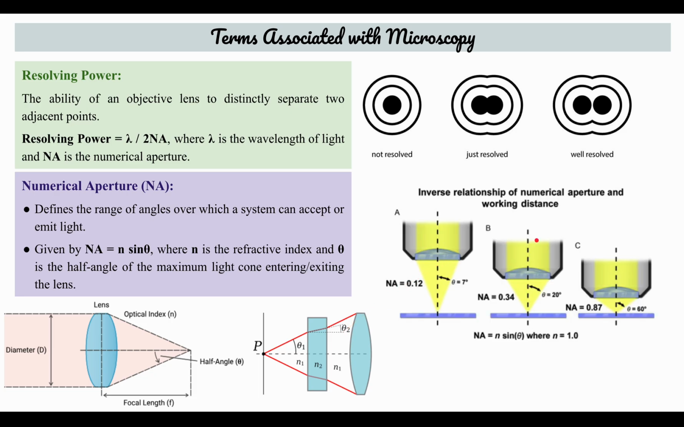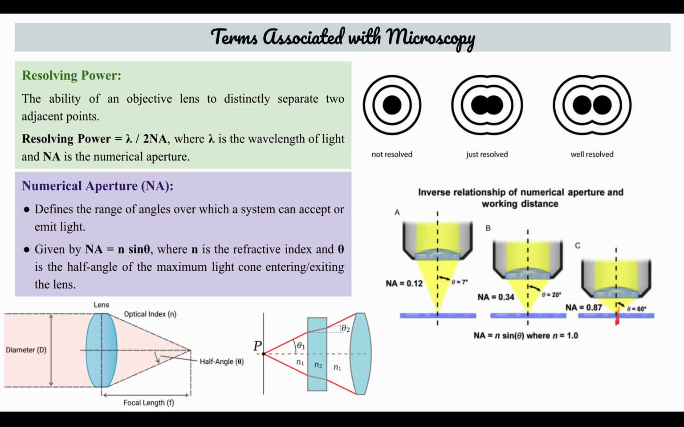So here is an example. This shows that there is an inverse relationship between the numerical aperture and working distance. Imagine this is your surface. If the distance at which the lens is placed is greater, then in that case your numerical aperture will be low and theta is 7 degrees, so the angle is also less. Whereas in this case, if this distance is reduced, theta increases, which is 20 degrees. So in this way, if there is an increase in theta, the value of numerical aperture also increases.